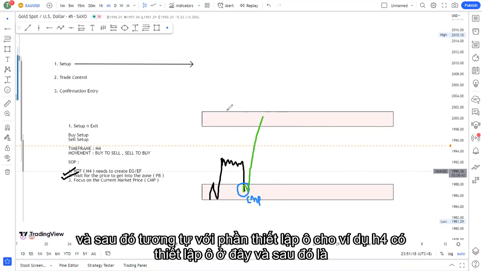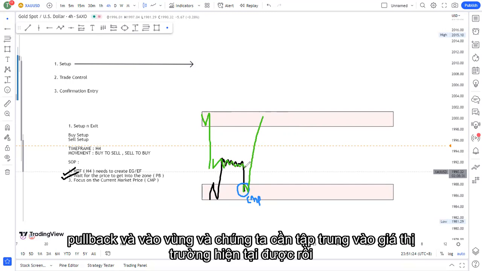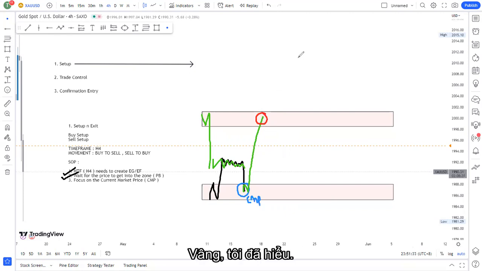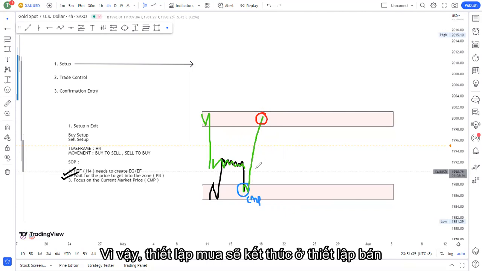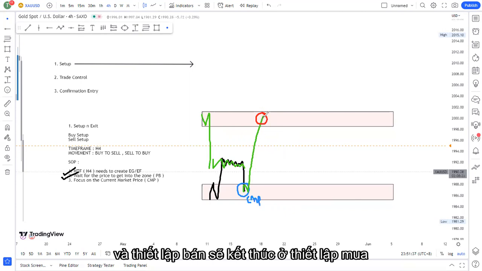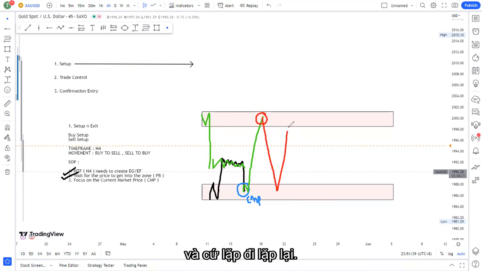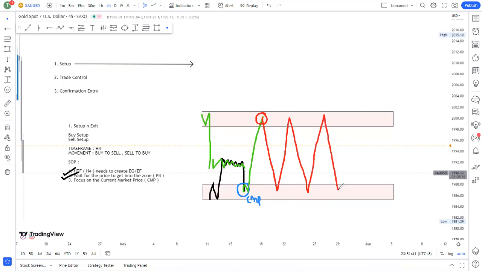And then same goes to the sell setup. For example, H4 has a sell setup here, and then the pullback gets into the zone, and we need to focus on the current market price. Okay, you understand it? Yeah, understood. So the buy setup will be ending at the sell setup, and the sell setup will be ending at the buy setup, and keep repeating itself.